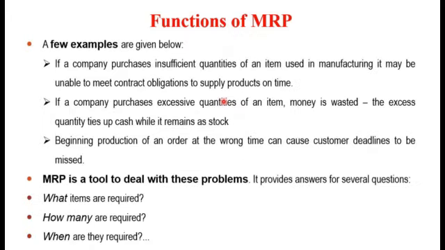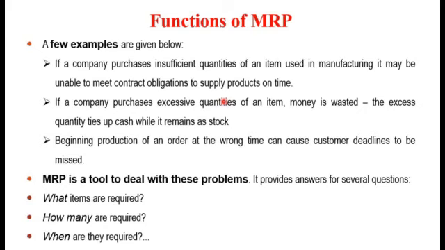If a company purchases insufficient quantities of items used in manufacturing, it may be unable to meet its contract obligations to supply products on time. So if the decision taken in the procurement of quantities is bad or wrong, it ultimately affects the supply of the product on time.